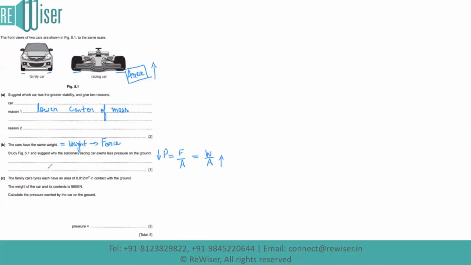The family car's tires each have an area of 0.012 meters square in contact with the ground. The weight of the car and its contents is 9,600 Newton. Calculate the pressure exerted by the car on the ground. We've already discussed this. Pressure is force or weight applied per unit area. This is 9,600 over 0.012 meters square. And when simplified, we get the value to be approximately 2 × 10^5 Pascal. This concludes the answer to our question.